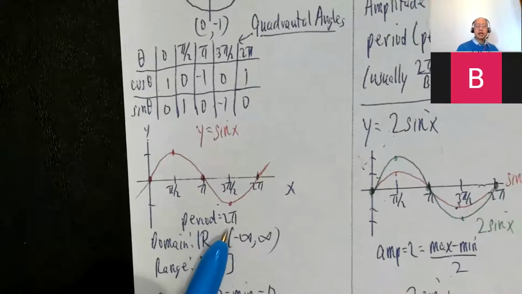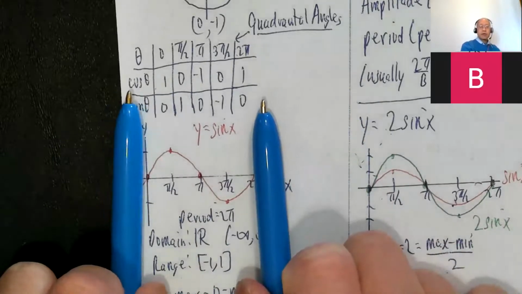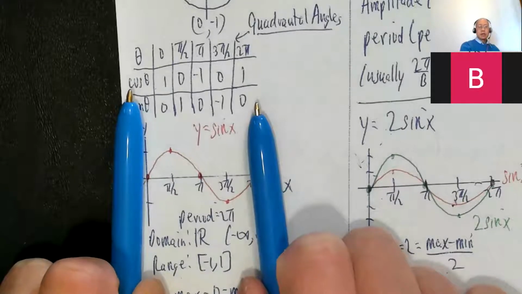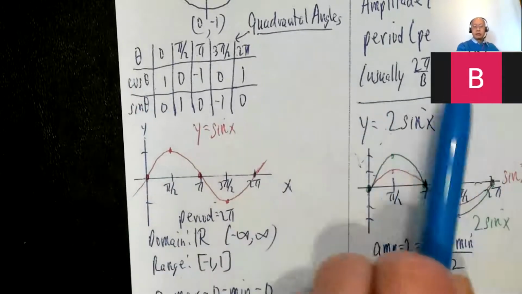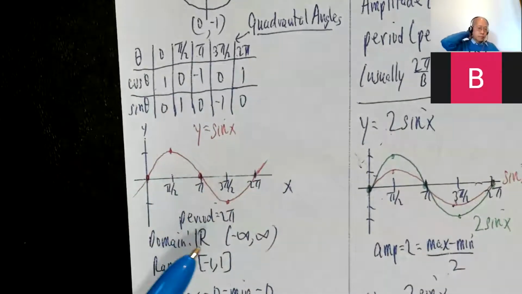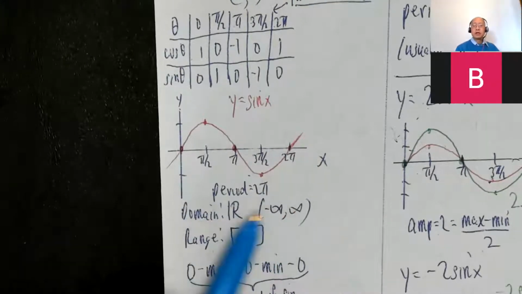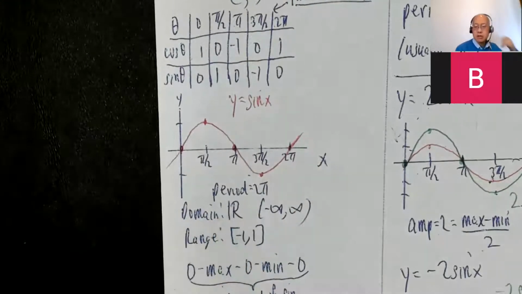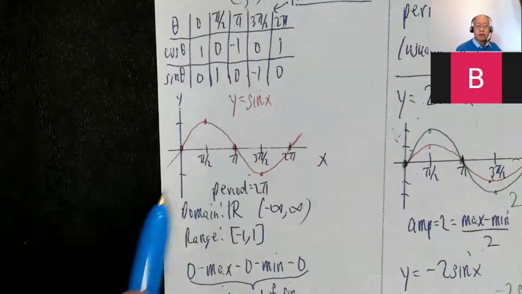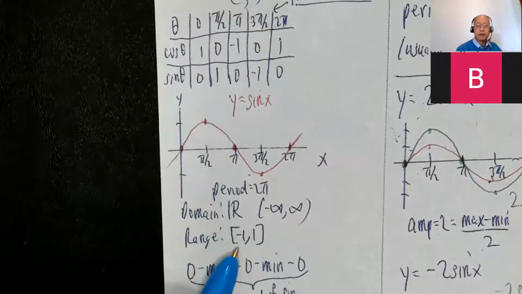The period of the sine function is 2 pi. I get a complete repeating unit right there. After that, it just becomes copy and paste. Copy, paste, paste, and on the left side also paste, paste, and so forth. The domain of the sine function is all real numbers. You can take the sine of any real number. The range, however, is stuck between negative 1 and 1 inclusive. So bracket negative 1, 1.